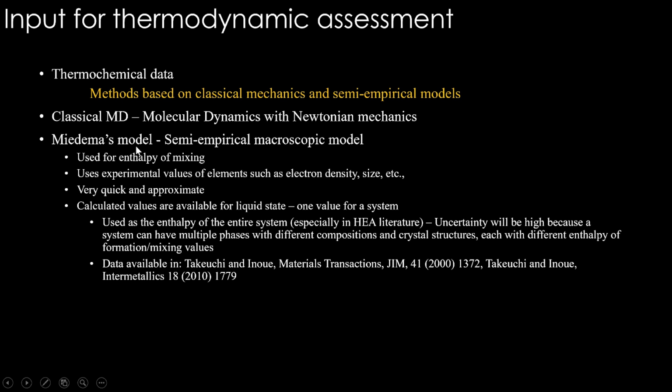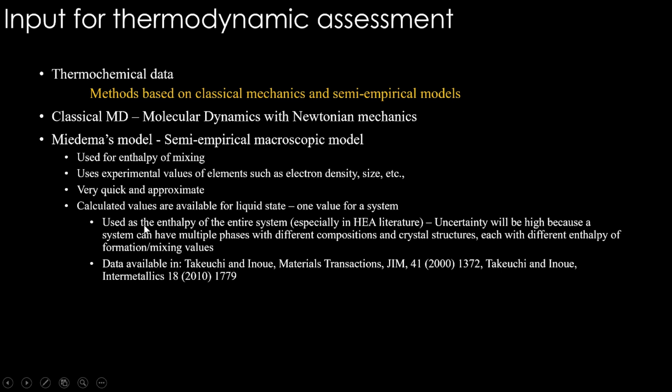And then there is this model called the Miedema model. It's a semi-empirical macroscopic model. It is used for enthalpy of mixing, and it uses experimental values of elements such as electron density, size, atomic radius, things like that. And it is extremely quick. It's a small formula, and the problem is it is very approximate. Okay, the calculated values are available for the liquid state. That is basically one value for a system. Only the liquid phase is considered, and it is given in these couple of references here. It is listed for almost all the binaries and some of the ternaries as well. You can refer to that if you want. Miedema enthalpy values in liquid state.